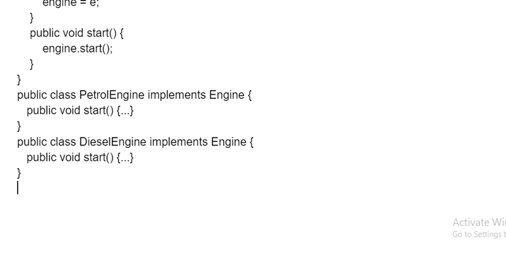Just remember the 5 principles. First is single responsibility, second is open close, third one is Liskov substitution principle, fourth is interface segregation, fifth one is dependency inversion principle. So just remember the names as well as in detail how they work.